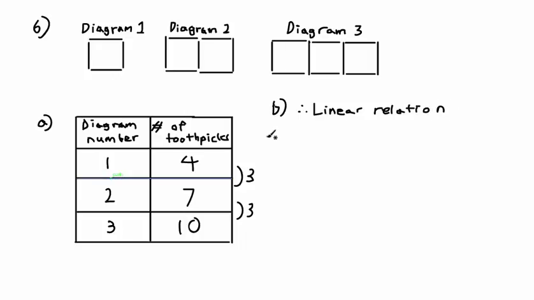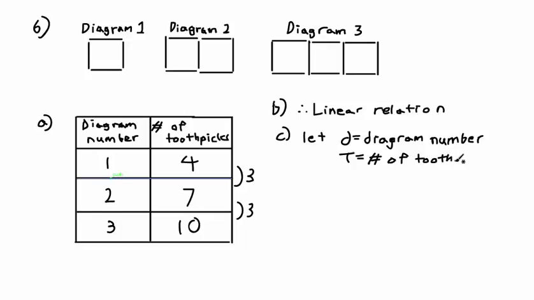And then in C, we have to write an equation that relates this relation, so diagram number with the number of toothpicks. Okay, so let's let D equal the diagram number, and then let's let T equal the number of toothpicks. Okay, and we know that for every diagram we move up by 3 toothpicks. So T has to equal 3D. It has to look something like this.